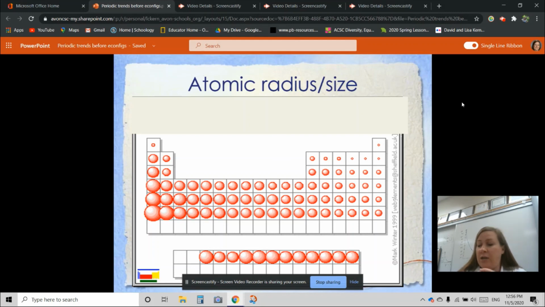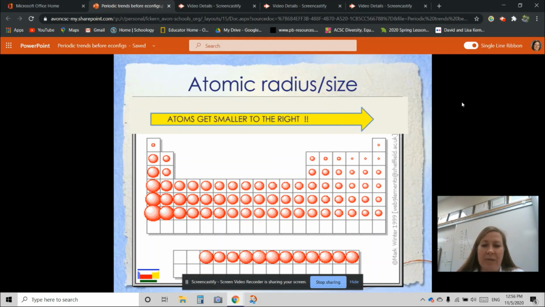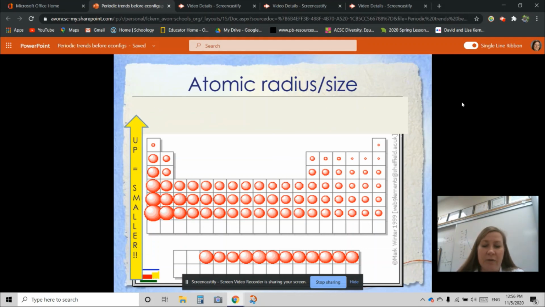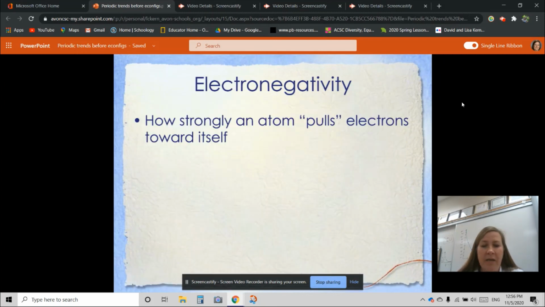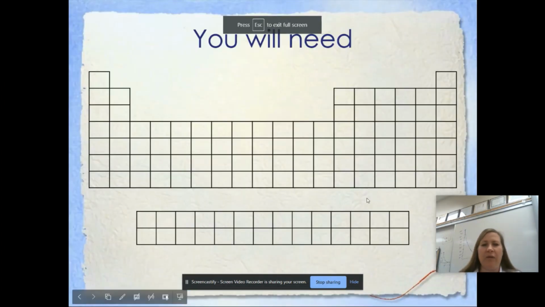So I try to remember francium is fat. They kind of sound, they start with the same first letter. Francium is fat. And helium, if you breathe in helium, it makes your voice sound all tiny, right? It's the tiniest element. So atoms get smaller to the right and smaller as you go up. Francium is fat, helium is tiny. And there you go. So hopefully you got all of that.